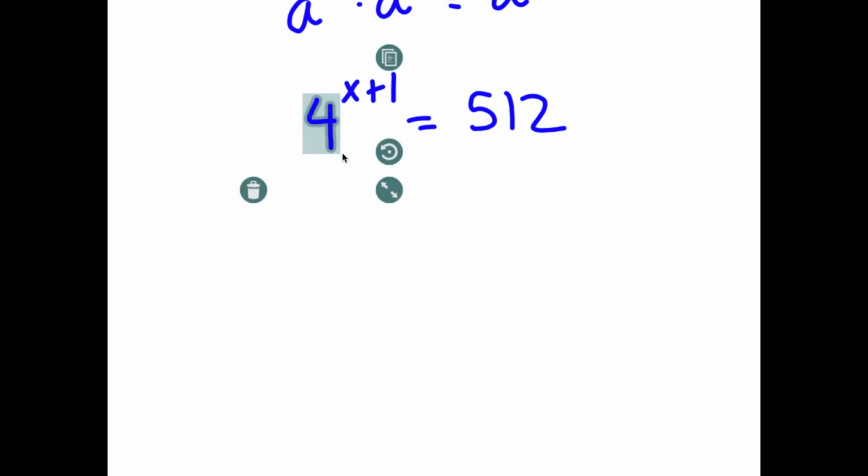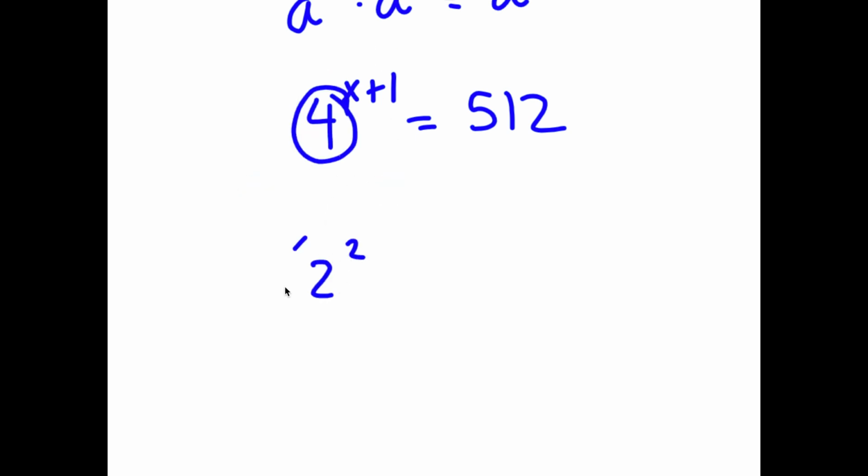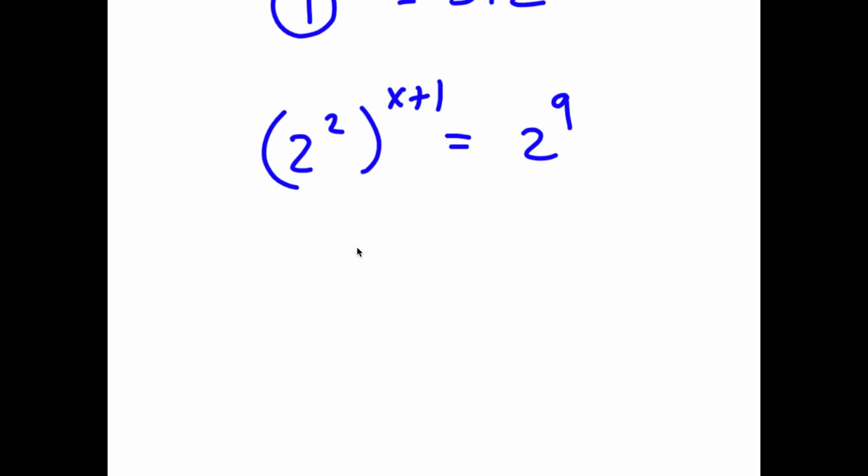Now, 4 is the same thing as 2 squared. So I have 2 squared to the power of x plus 1 is equal to 512, which is the same thing as 2 to the power of 9. And if I have something like a to the power of m to the power of n, this is equal to a to the power of m times n.